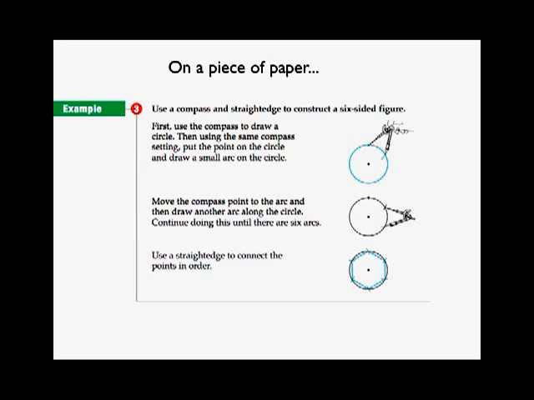Then use the same compass setting, put the point on the circle, and draw a small arc on the circle. Then move the compass point to the arc and draw another arc along the circle. Continue doing this until there are 6 arcs. Then use a straight edge to connect the points in order. If you need to, pause the podcast right here and complete your construction, and resume playing it when you're ready.